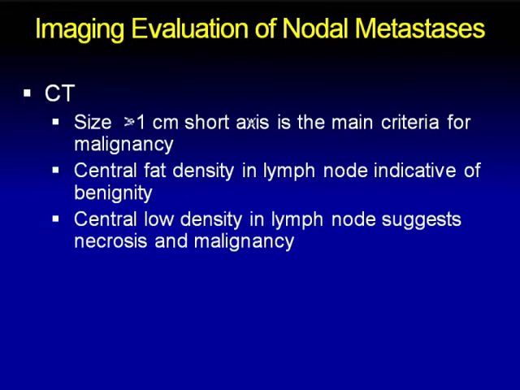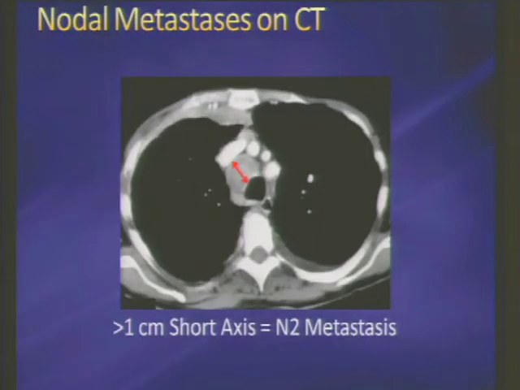So CT being an anatomic imaging modality, at least how we utilize it, size greater than 1 centimeter is the main criteria that we're using. A couple features you can use to help you would be central fat density in the lymph node. The fatty hilum would suggest benignity, where central low density in a lymph node suggests necrosis and malignancy. So here's an example of an enlarged right paratracheal lymph node, greater than 1 centimeter short axis, and this was indeed nodal metastatic disease.